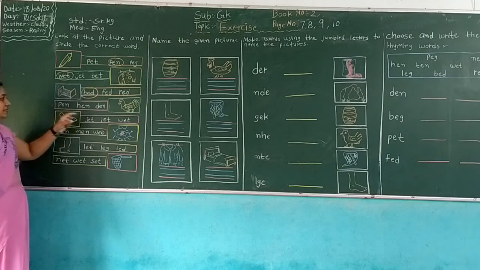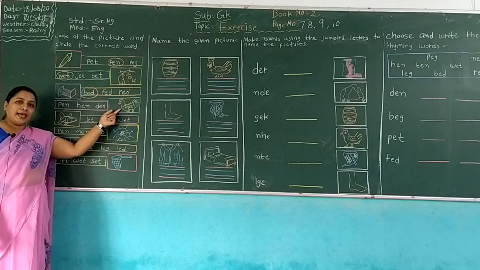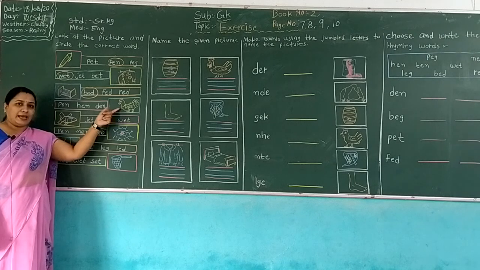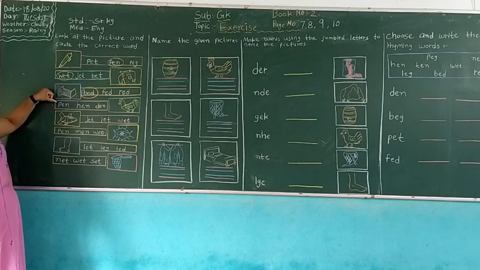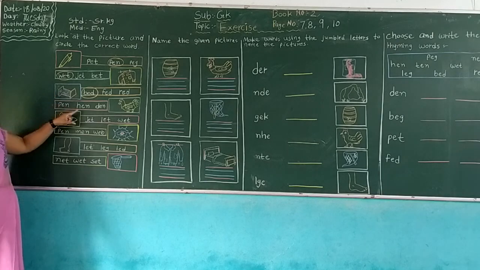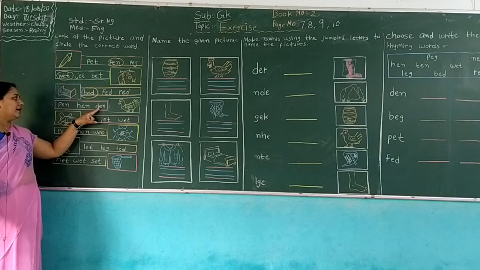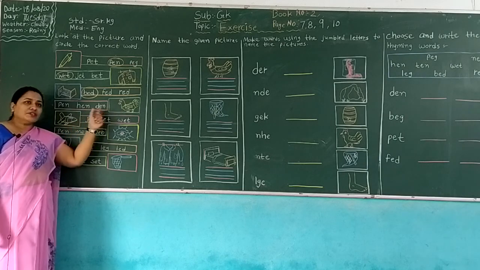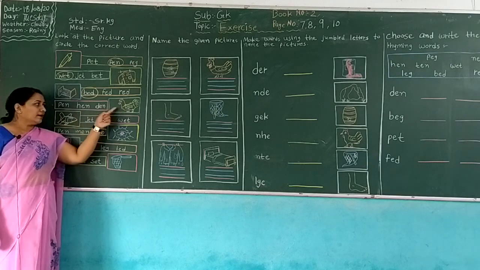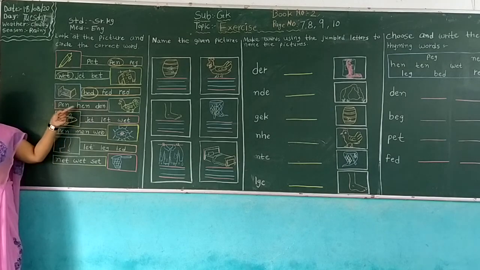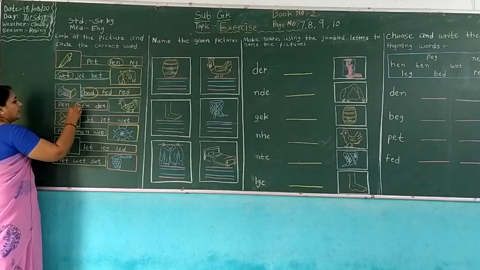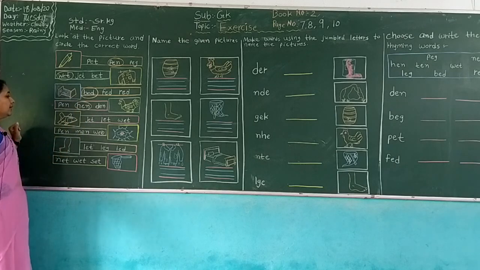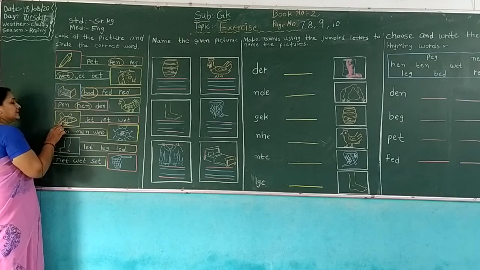Then which picture is this? The next picture is a hand picture. Which picture? Hand. So we find the words fan, hand, ten. Now which word is related to the picture? Hand. So now we circle hand. Okay. Now next picture is this.